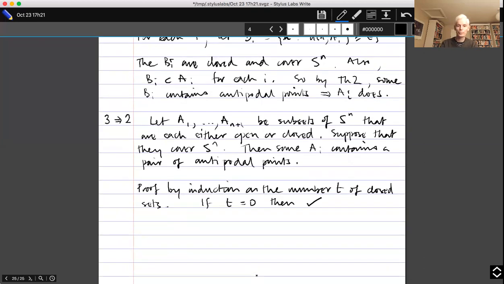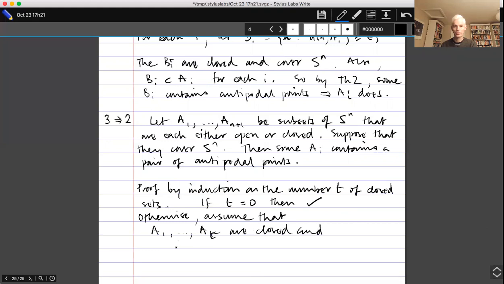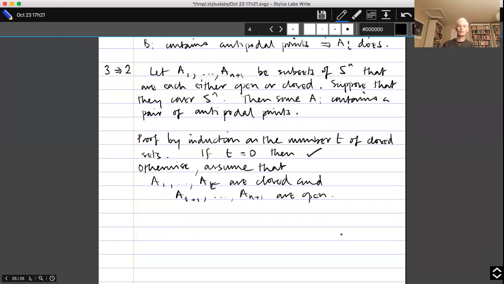That would tell us that all the sets are open, and we're assuming that the theorem is true for all sets being open. So otherwise, let's assume, without losing any generality, that A1 up to AT are closed, and that AT plus 1 up to AN plus 1 are open. So we'd like to prove that at least one of those sets contains a pair of antipodal points.